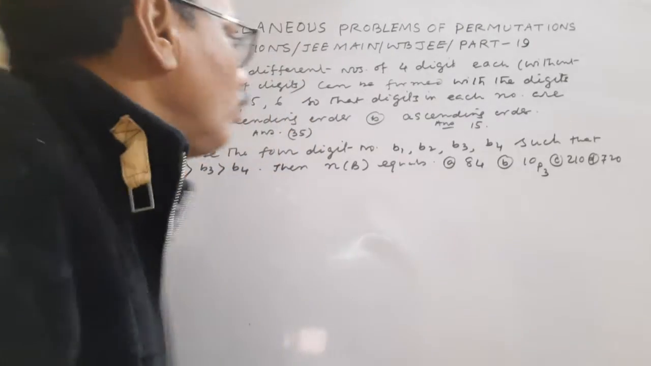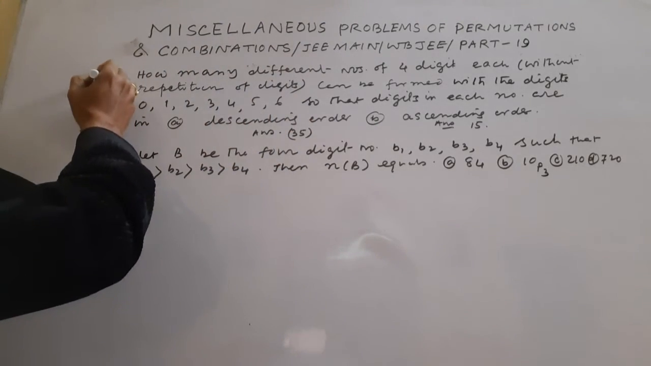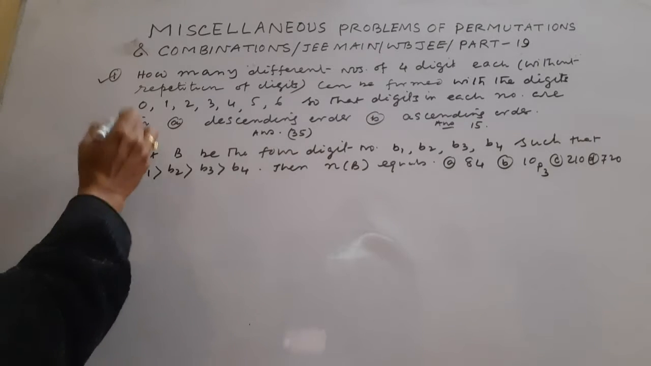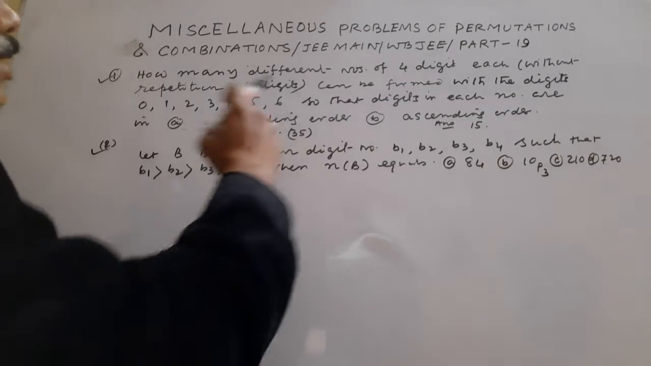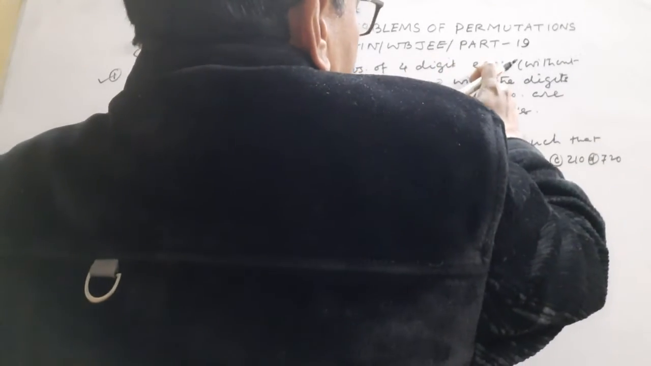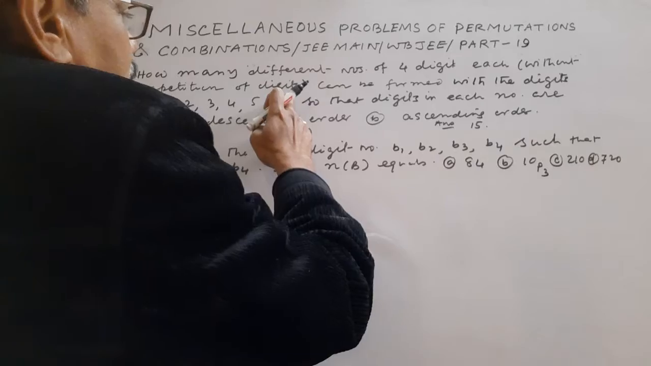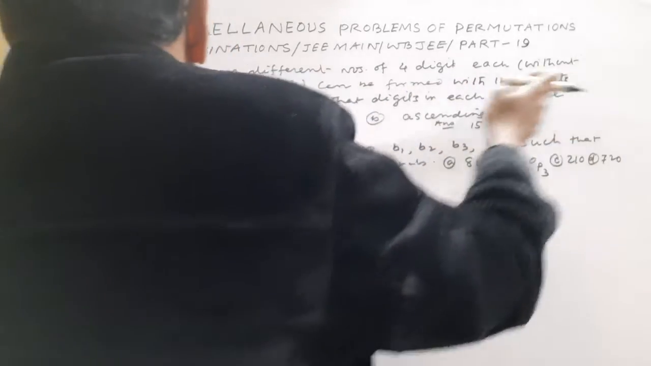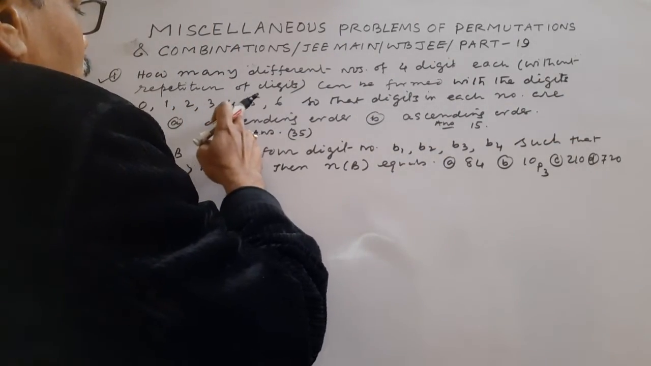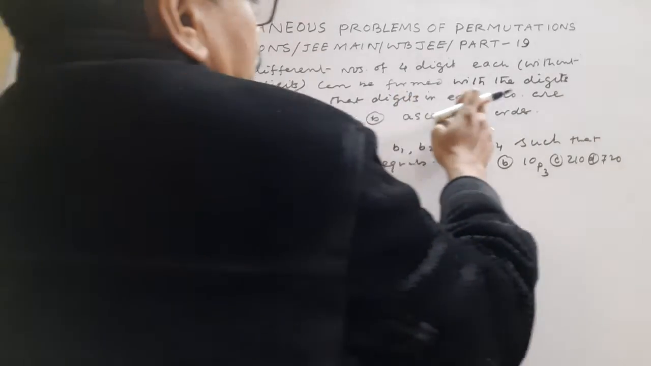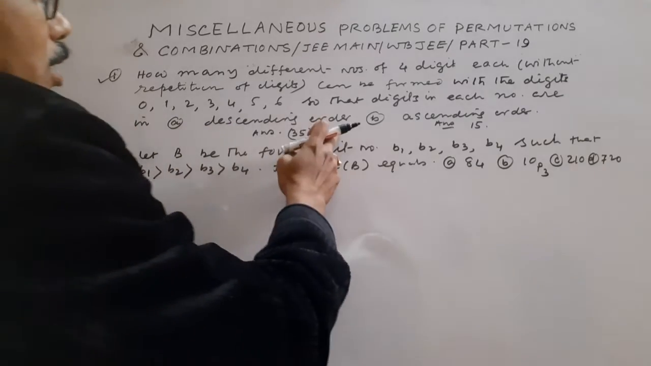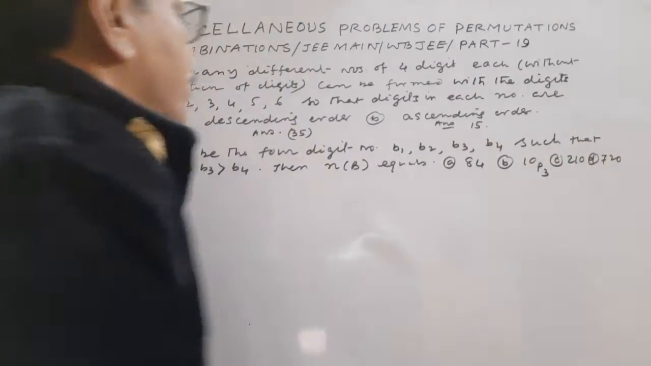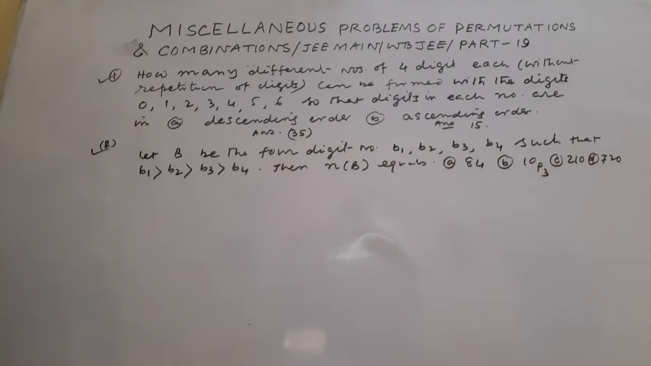Look, problems number 1 and 2 are of the same type. How many different numbers of 4 digits each, without repetition of digits, can be formed with the digits 0, 1, 2, 3, 4, 5, 6 so that the digits in each number are in descending order, and in ascending order.